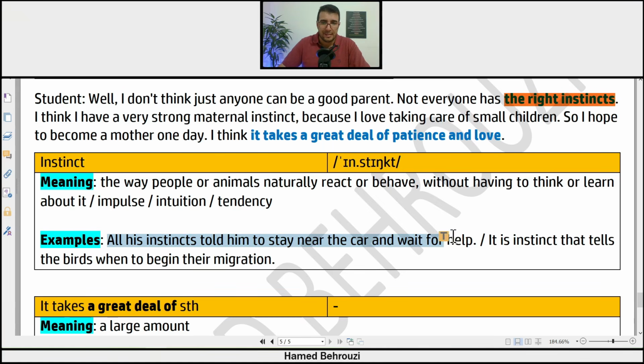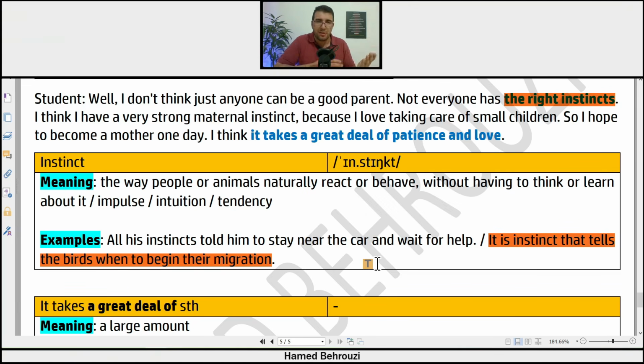All his instincts told him to stay near the car and wait for help. Like something happened and you had an accident and your instinct tells you, okay, don't go, just stay here. Sometimes maybe your instinct tells you just run away, to flee. It is instinct that tells the birds when to begin their migration. Like the birds don't have a plan for their migration. There's something like a natural force that tells them to start migrating. That's all I wanted to mention with this example.